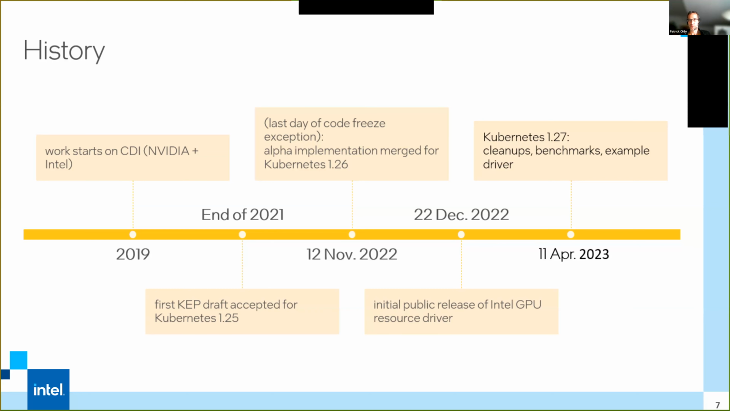In Kubernetes 1.27, we did improvements, cleanups, and benchmarks were added. The example driver that I mentioned, I have a link on the next slide somewhere, got published for KubeCon this year. And there was a presentation at KubeCon Europe where Kevin Clues from NVIDIA and Alexei Formey talked about that example driver and how to implement a DRA driver. So that's what happened this year.